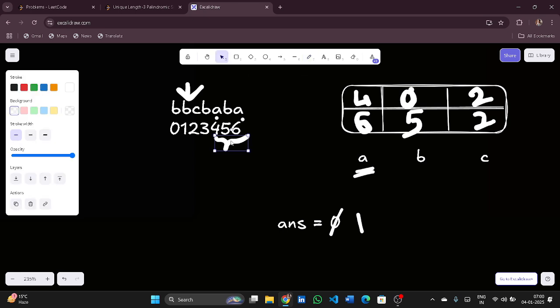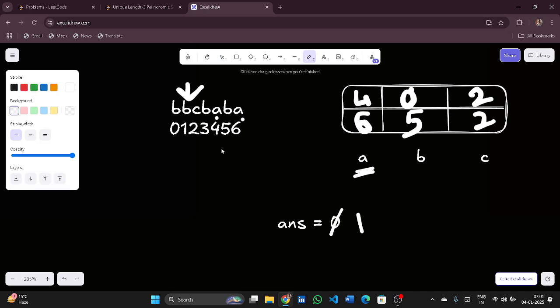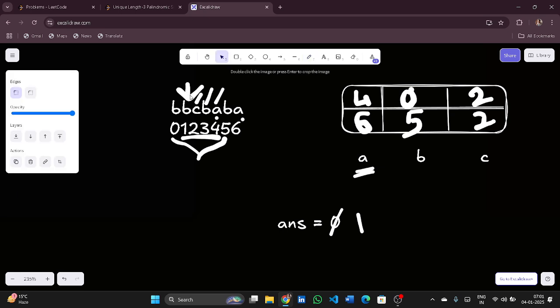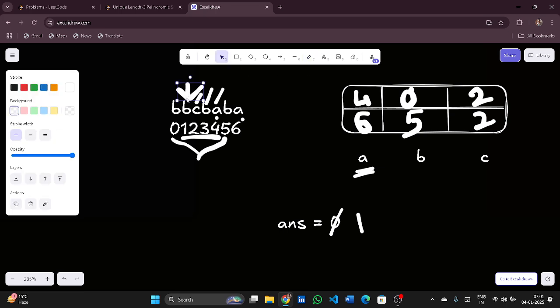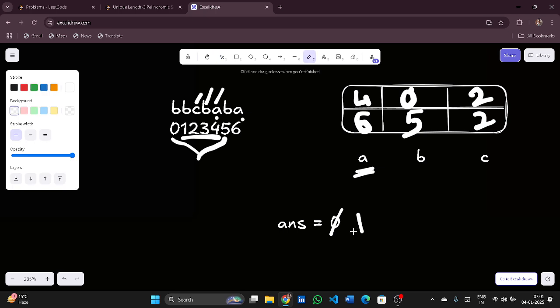Now what I need to do is go to the next B. The first occurrence is at 0 and the last occurrence is at, sorry, 5. Now what are the distinct characters from 1 to 4? You got an A, a B, and a C. So the number of distinct characters is 3. So 3 plus 1 will become 4.